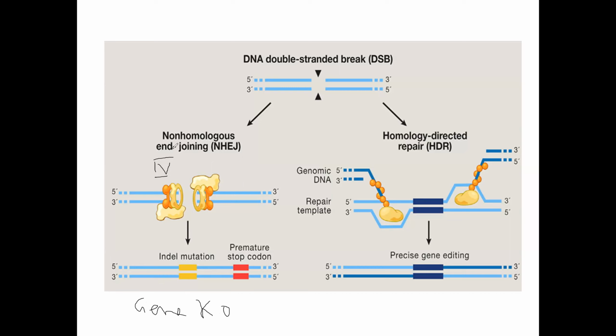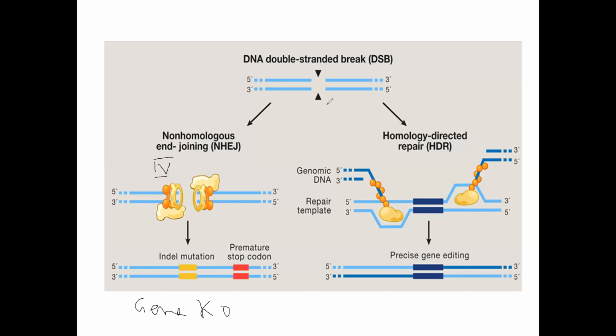Okay, so this mechanism can be used for gene knockouts. So the thing is, you have to select a gene which you do not want. Okay, so suppose you want to study what is the effect of this gene. So you knock out the gene and then you study how the cell behaves. Okay, so you use CRISPR there.